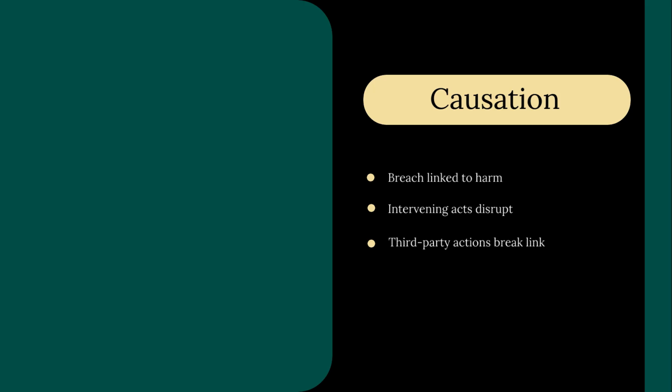Causation links breach to harm. Breaks occur when intervening acts disrupt this link. Third-party actions, claimants' acts, or natural events can break the chain. Courts assess foreseeability to determine liability. This principle maintains fairness.